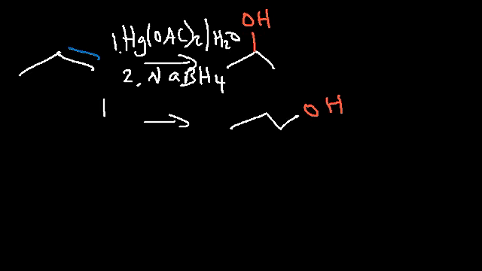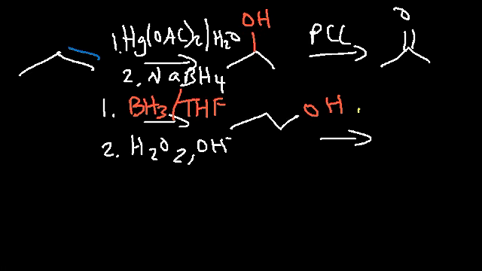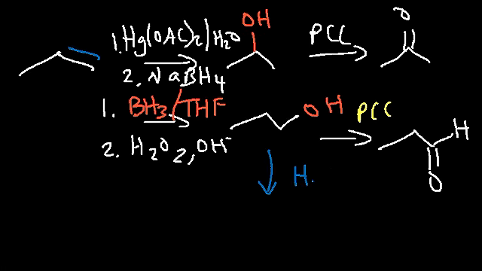Now, if you want to make the primary alcohol, you can use BH3 borane with THF, followed by hydrogen peroxide and hydroxide. So this will give you the anti-Markovnikov product. So this is the hydroboration oxidation reaction. Now, if you were to add PCC, the alcohol will be oxidized into a ketone. And if you add PCC to the primary alcohol, it's going to be oxidized into an aldehyde. Now, if you were to use a strong oxidizing agent on this primary alcohol, like chromic acid or potassium permanganate with H3O+, you can convert it into a carboxylic acid.